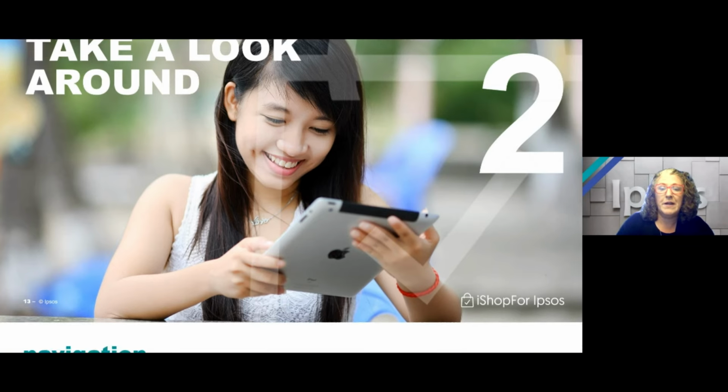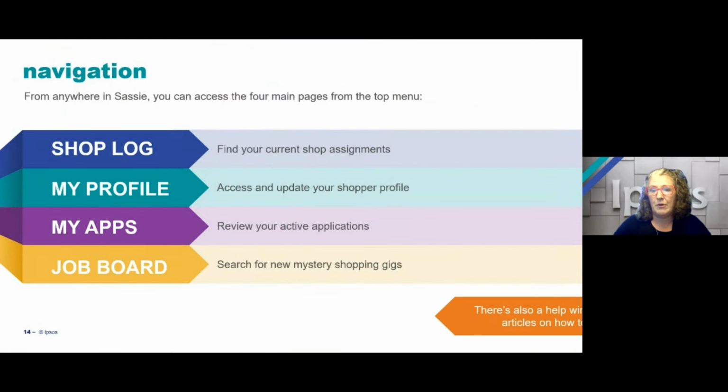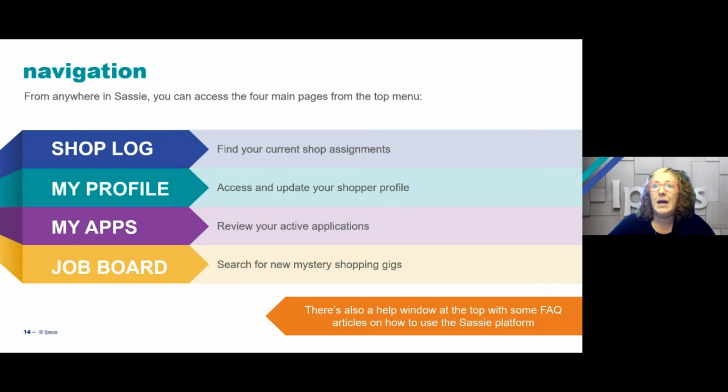Okay, moving on, let's take a look around at what it's going to look like for you on the Sassie platform as a mystery shopper. So at any given time, when you log in, there are going to be tabs at the very top of your screen, and you'll always be able to see these and bounce between them. So we have the shop log, and that is where you can see a list of any of your current shop assignments, shops that we have given to you or that you have selected and committed to completing.